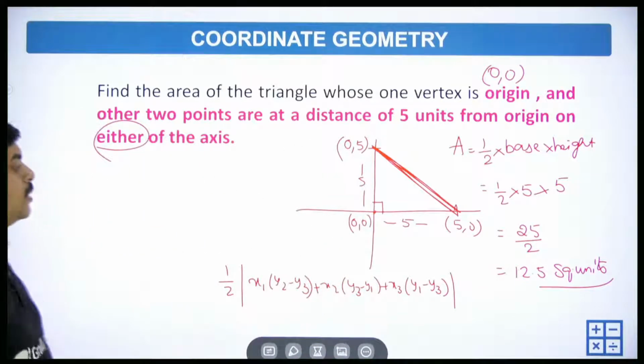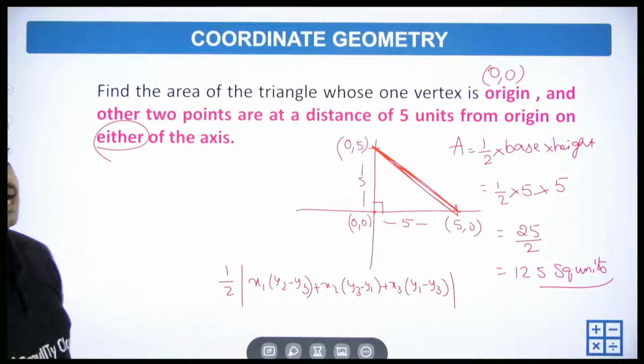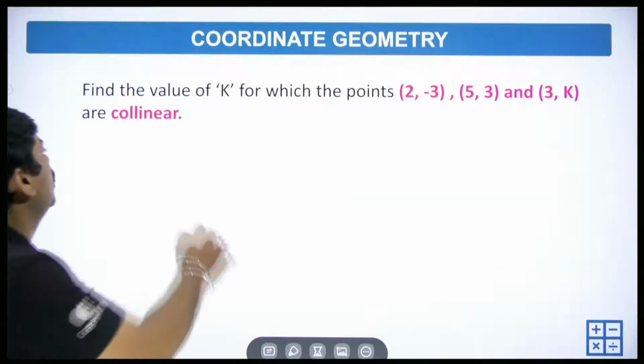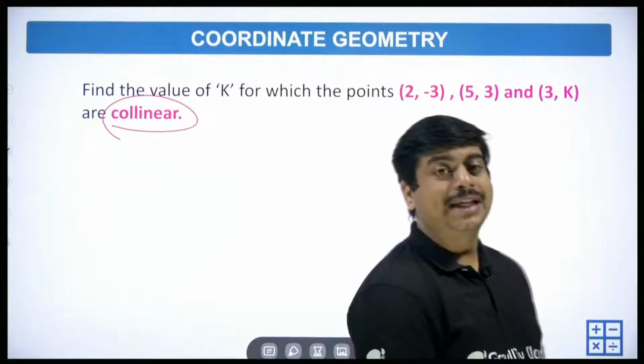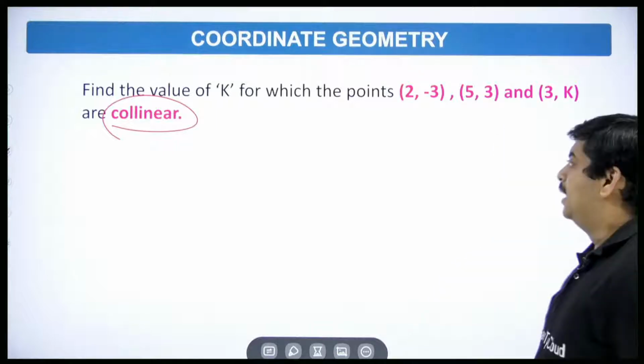Okay, so let's try to move forward. Let's see the next one. Find the area of the triangle with vertex as origin and on either of the axes. Let's move to the next question. Find the value of k for which the points are collinear. What do you mean by collinear? Collinear means the points lying on the same line.